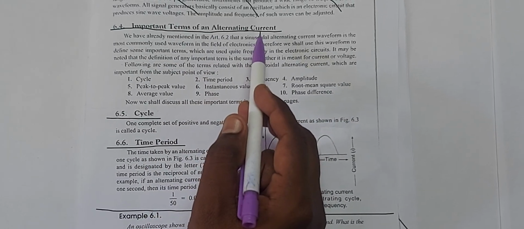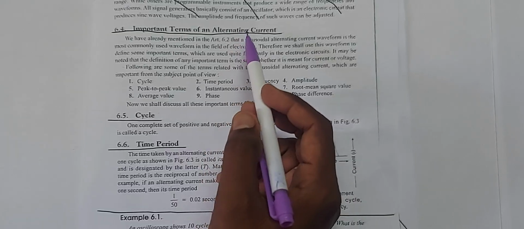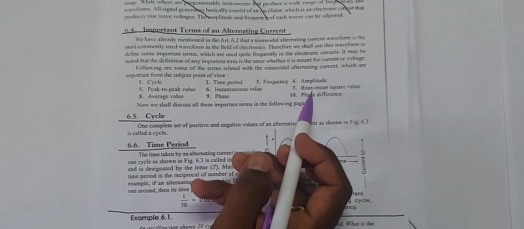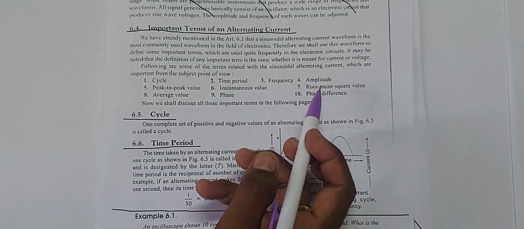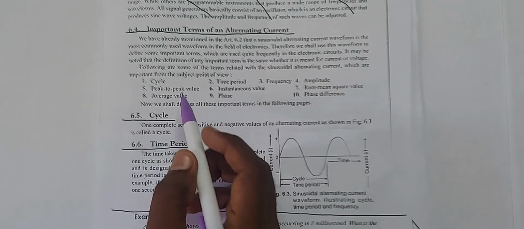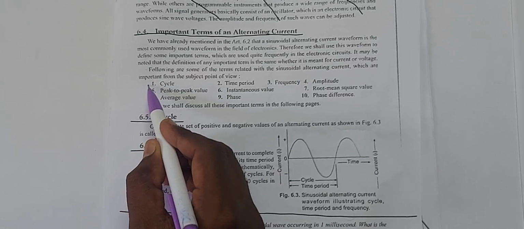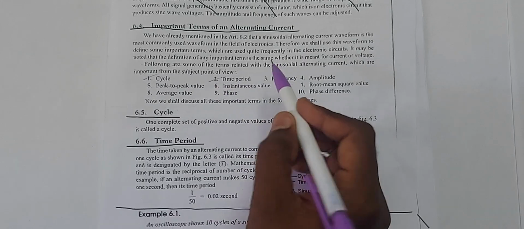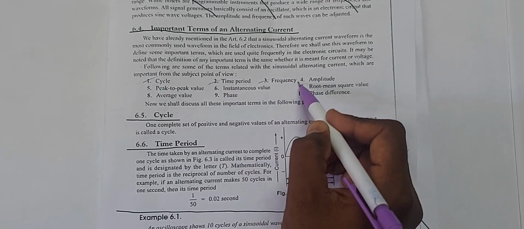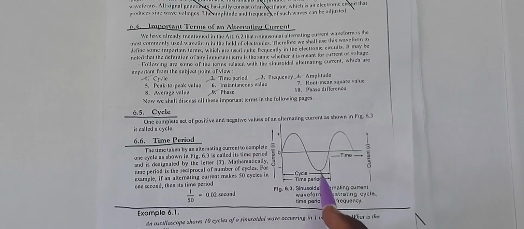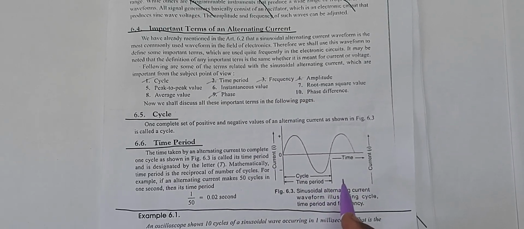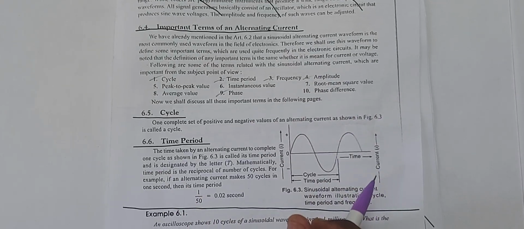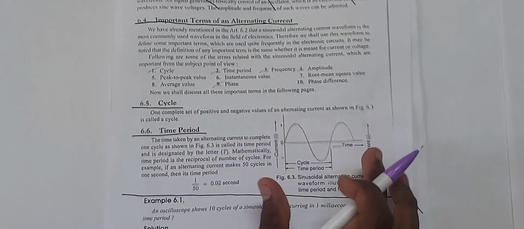What are the important terms present in the alternating current? There are many important terms readily available in alternating current. So what is in our syllabus? We are going to cover what you mean by cycle, what is time period, what is frequency, what is amplitude, and what is phase. These are the most important terms used in most textbooks. So these are the important points we must know about.